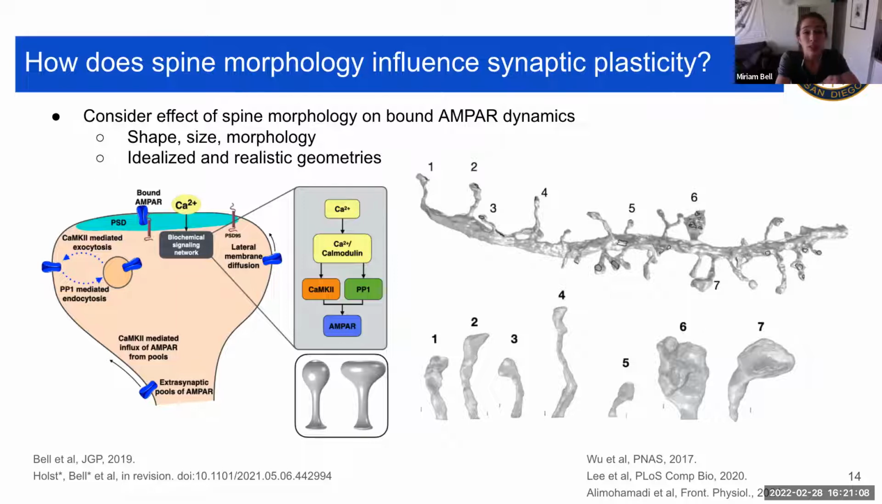Additionally, we considered reconstructed realistic spines from 3D electron microscopy images here on the right. And it should be noted that obtaining EM images and meshing them to sufficient quality to run finite element methods simulations on them is non-trivial. So these results are actually like 5 years in the making. So it took a long time.